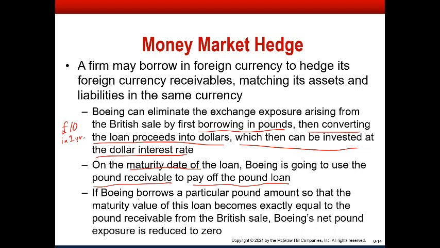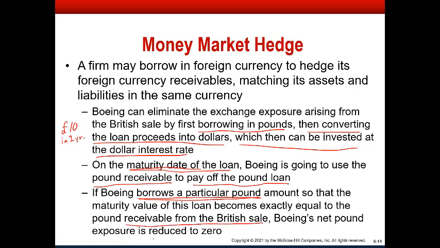And if they borrow the right amount as well, so they have to establish two aspects of this borrowing, dial them in: the maturity date of the loan, and then the exact amount, which is basically going to be the discounted amount of the receivable, discounted at the interest rate over the requisite time period, so that the value of that loan at maturity is exactly equal to what they're receiving from their sale to British Airways.